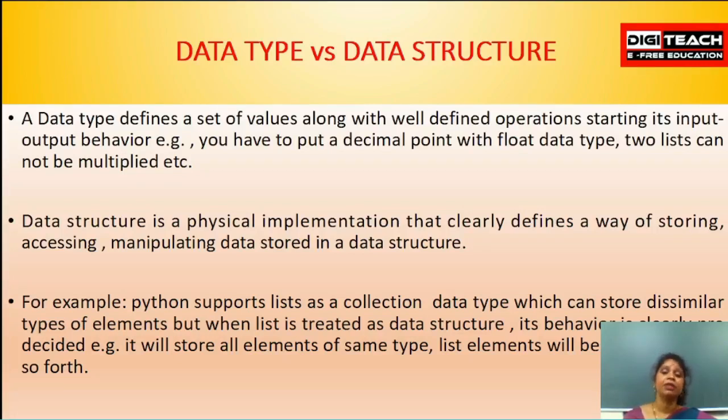For example, Python supports list as a collection of data type. In Python we have studied list, and in a list we can store a lot of data, but a list is a collection of dissimilar data types, right, heterogeneous data types.